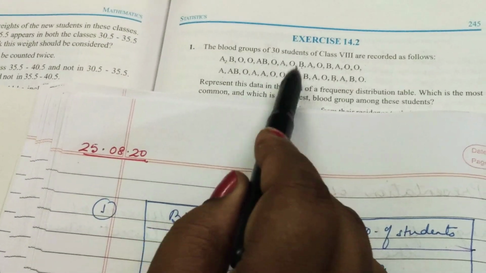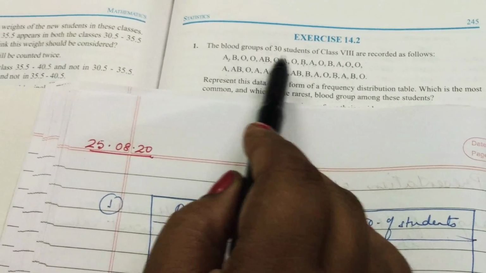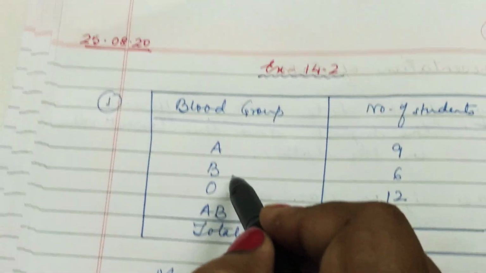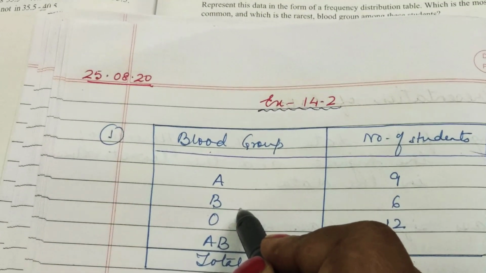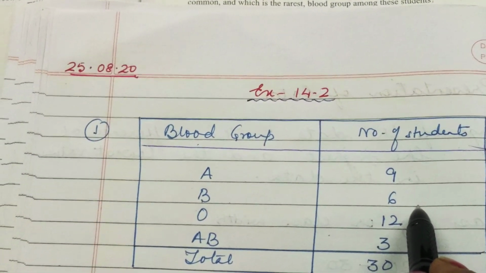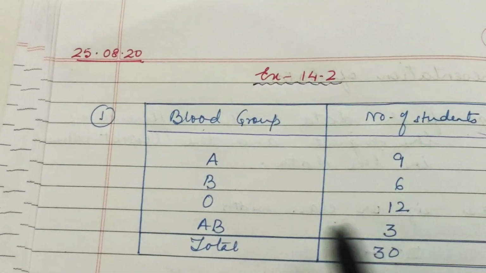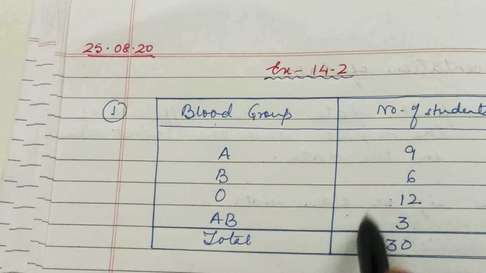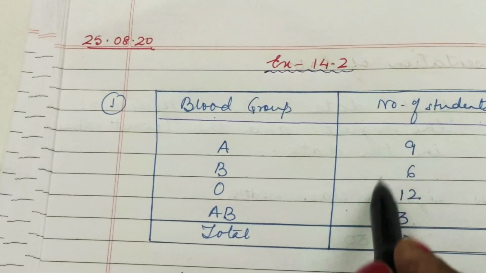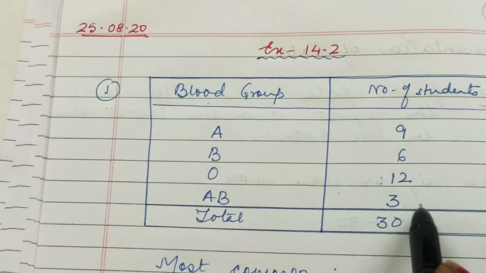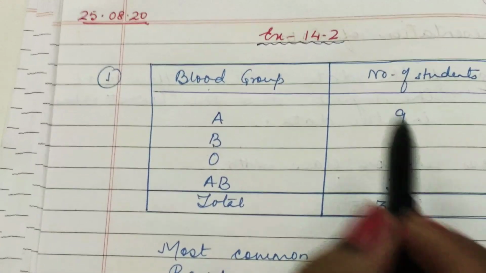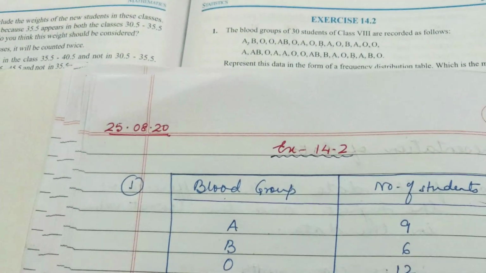So when you count it, you will find that the students with blood group A are 9. Just write down 9. Similarly, when you count the number of students with blood group B, you will find them as 6. With O 12 and AB 3. When you add them, always remember students, when you add the frequency, it should always be equal to the total number which is given in the question.